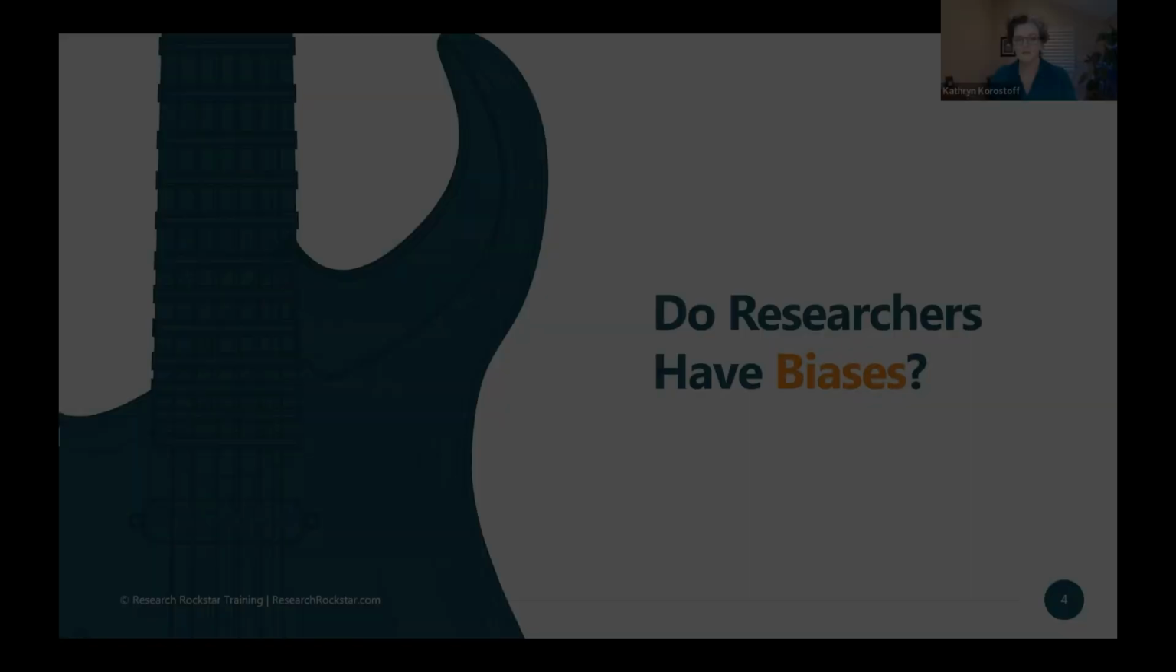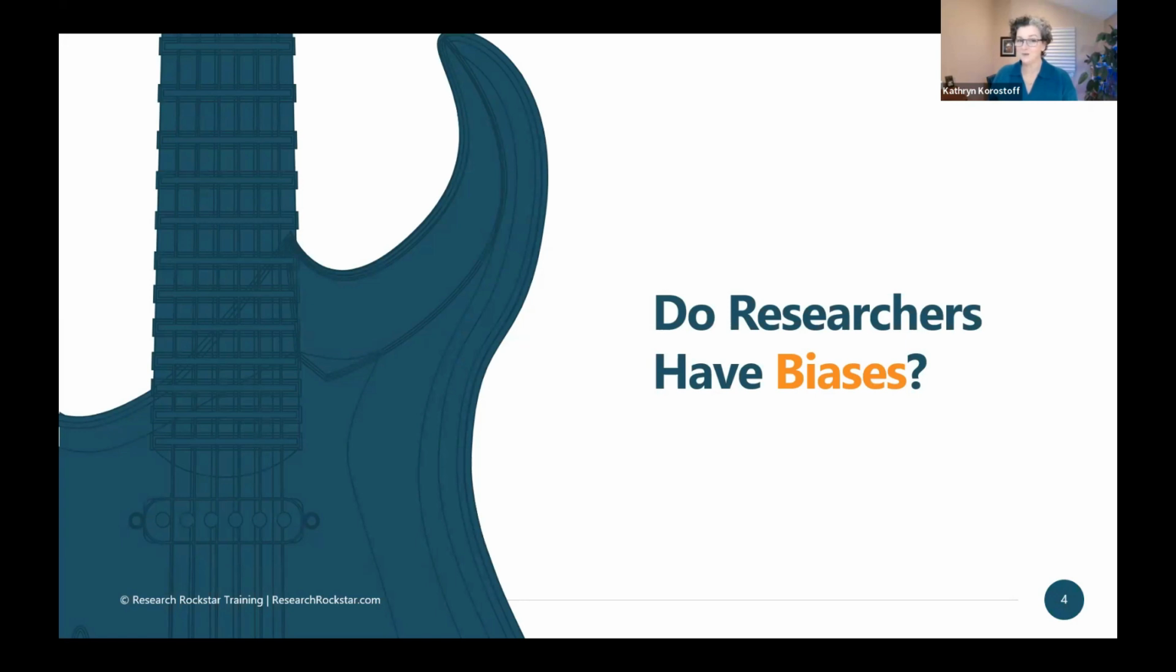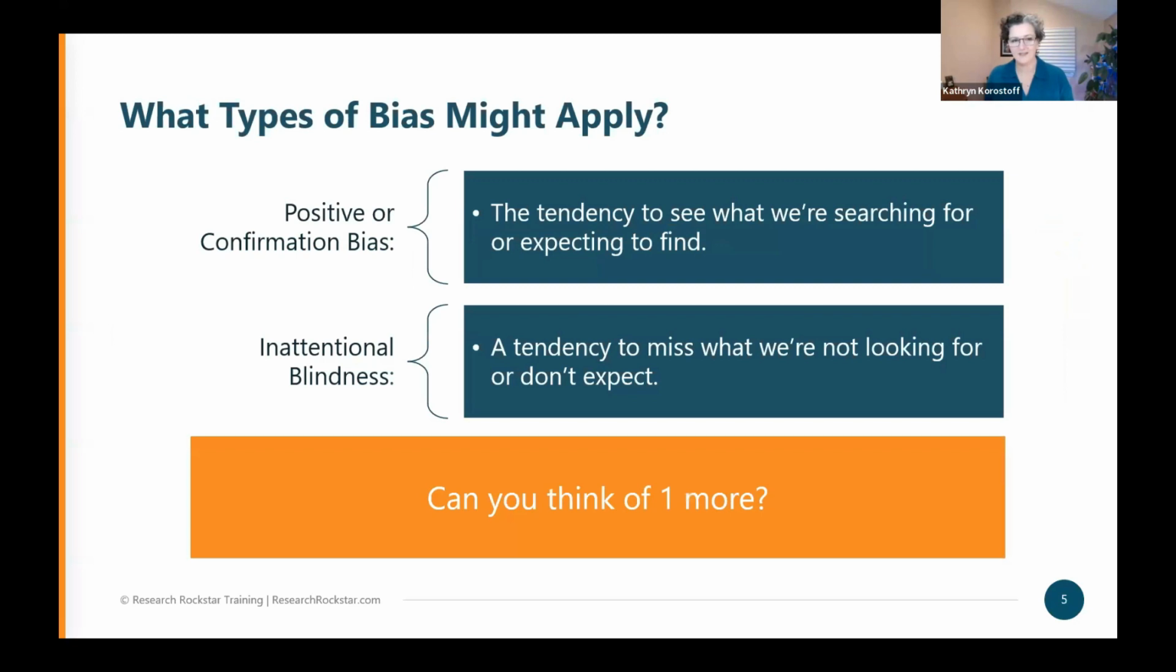So one of the things that we have to start thinking about when we're getting ready to analyze data is whether or not researchers have bias, because this could have implications for how we analyze our data. Let me explain. What types of bias might apply, and how might that impact us when we're analyzing our data? We do have biases. Researchers, even though we really try to be objective and thorough in how we're analyzing our data, we are humans and we have biases. And these biases can result in our misinterpretation of our research results.